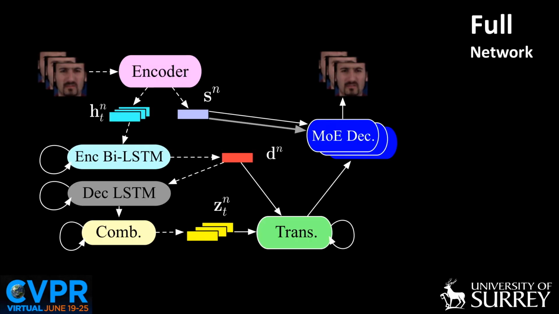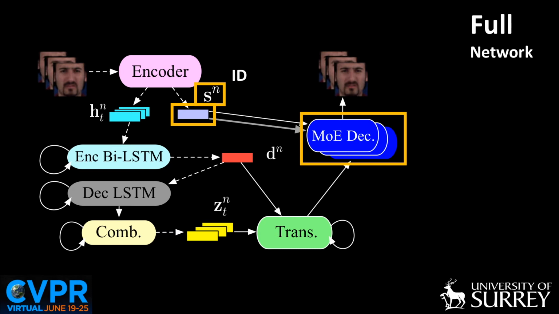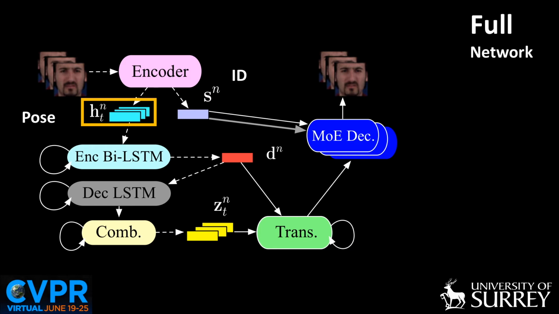This is the top-level diagram for VDSM. The average identity across a set of frames is encoded and used to drive a mixture of experts decoder. The decoder therefore specializes in reconstructing the identity information from latent variable Sn. Meanwhile, the poses for each frame are encoded and fed to a probabilistic sequence-to-sequence network, which summarizes the motion being performed in latent variable Dn.